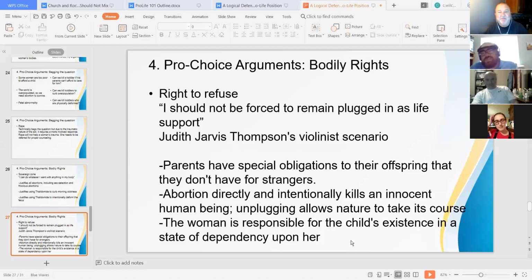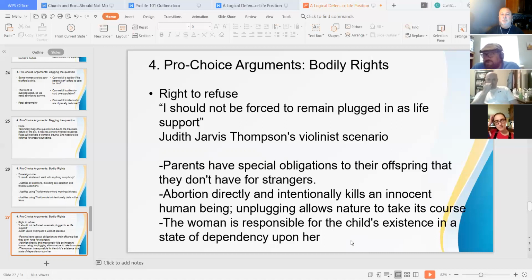So Thomson is really trying to make this scenario like pregnancy. And this kind of argument actually addresses premise 2 of the pro-life argument, because premise 2 of our argument is abortion is an act that intentionally kills an innocent human being. But someone who makes this right to refuse argument would say, well, the intention here isn't to kill the fetus. The intention is to unplug from the fetus, like you could unplug from a famous unconscious violinist. So this argument does try to get at the heart of the pro-life syllogism also.